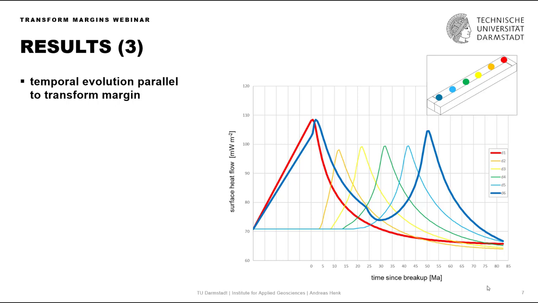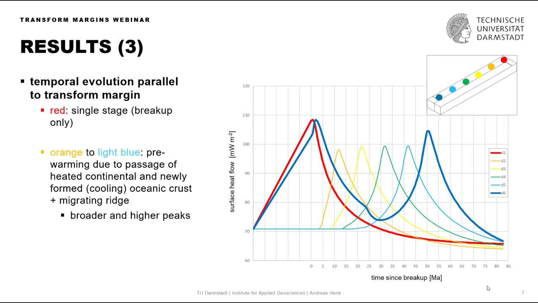The spatial variation in surface heat flow over time can also be shown by looking at different points along the margin, each having the same orthogonal distance to the transform fault. The red dot marks the location for which the red curve shows the heat flow evolution. The continental rifting stage, ultimately leading to breakup, results in this increase in surface heat flow, which afterwards decays with time, ultimately leading to the somewhat lower equilibrium surface heat flow than the initial one for the reasons I've just explained.